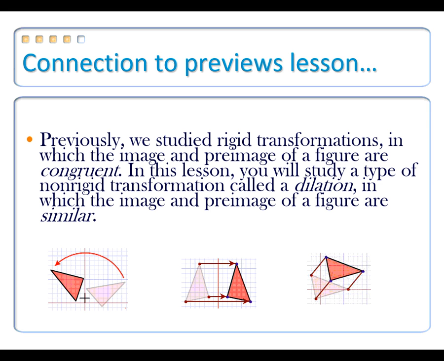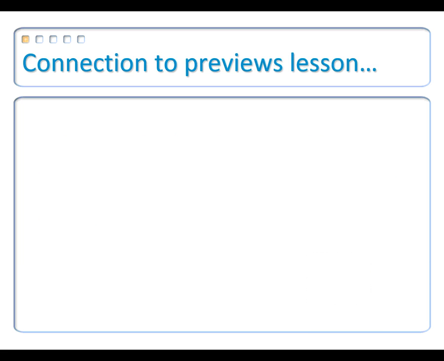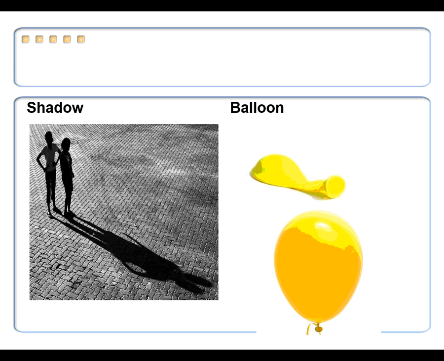Now, in this section, we're going to be talking about a dilation, which actually is not a rigid motion, because, like we were talking about in our examples, dilations will change the size of an object.